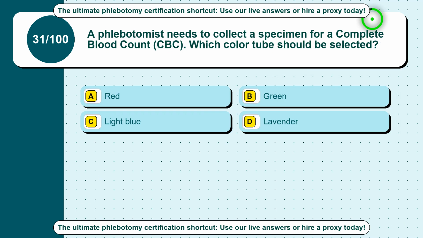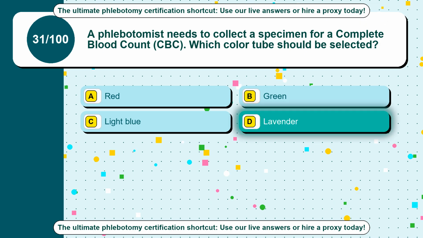Question 31. A phlebotomist needs to collect a specimen for a complete blood count, CBC. Which color tube should be selected? Option A. Red. Option B. Green. Option C. Light blue. Option D. Lavender. The correct answer is option D.